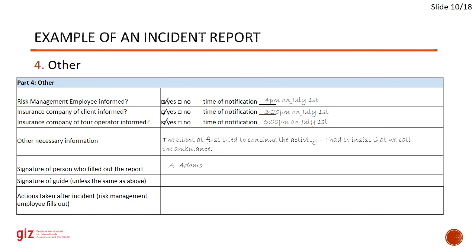And finally, actions taken after incident. So what was done by the tour operator after the incident? This part of the report should be filled out by the tour operator, so by the employee responsible for risk management. It should say what was done to minimize the risk of this accident happening again. In this case, standard operating procedures for guides were updated. Guides should warn clients about tripping over uneven ground or steps.